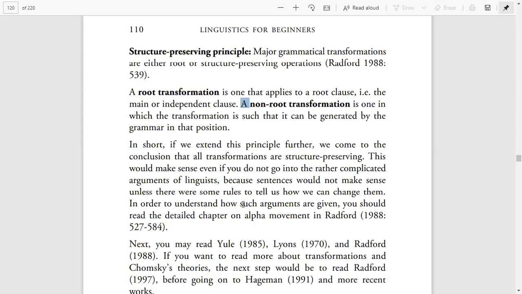In order to understand how such arguments are given, you should read the detailed chapter on alpha movement in Radford. If you are interested in more detail, you should read this.